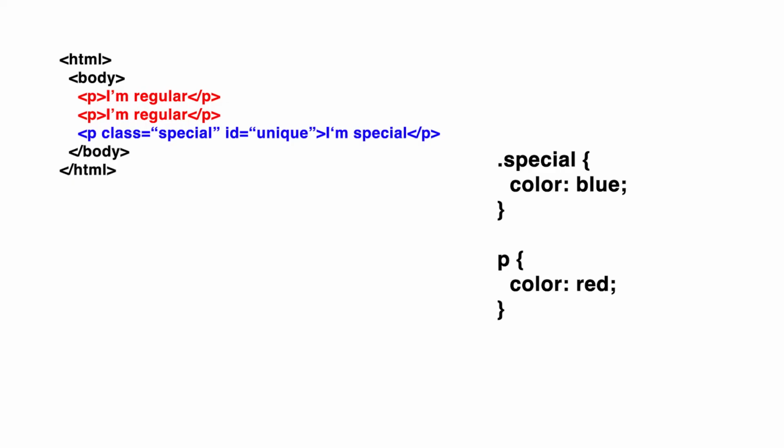The same is true for IDs. If we gave that same p tag the ID of unique and set the rule for that ID to be the color green, that p tag would then take on the color green. This is because IDs are the most specific of all three of our selector options. So it goes elements, then classes, then IDs.